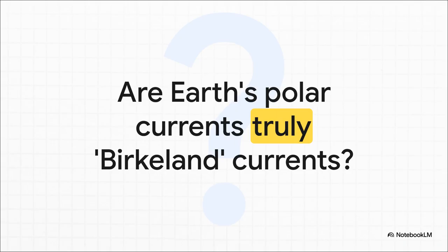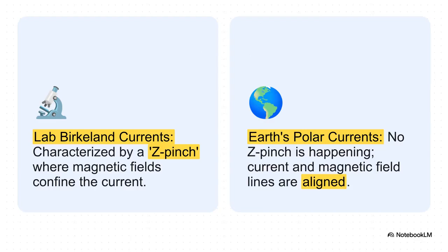Are the currents we see flowing into Earth's poles actually the same thing that Christian Birkeland created in his lab more than 100 years ago? And here's the key difference the paper points out. Real Birkeland currents, the kind you make in a plasma lab, are famous for something called a Z-pinch. That's where the current's own magnetic field gets so intense that it literally squeezes or pinches the plasma. But on Earth, the author says there's no evidence of a Z-pinch. In fact, the current and the magnetic field lines are aligned, which is the exact problem that started this whole investigation.